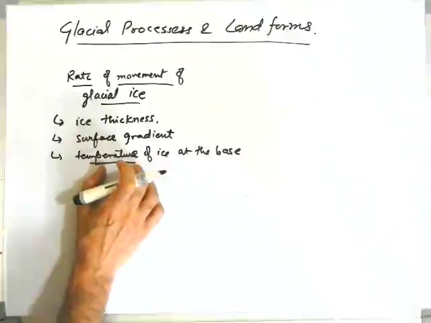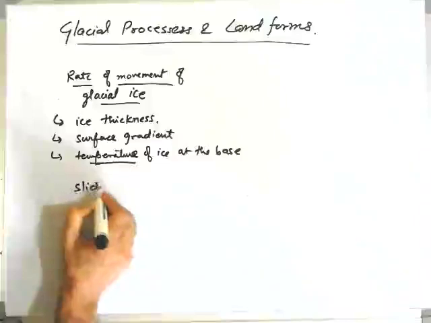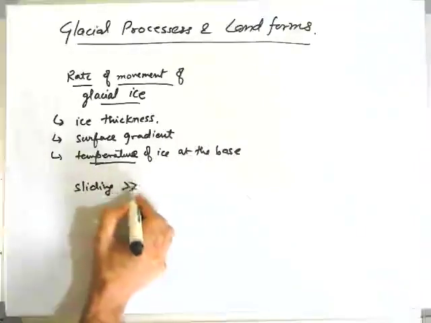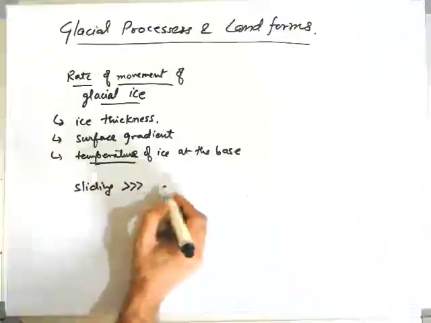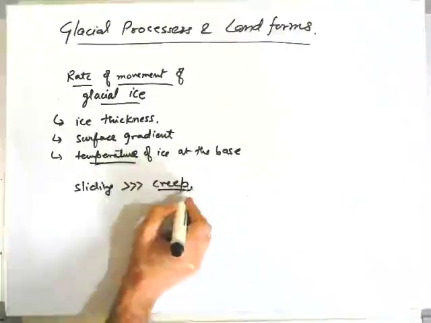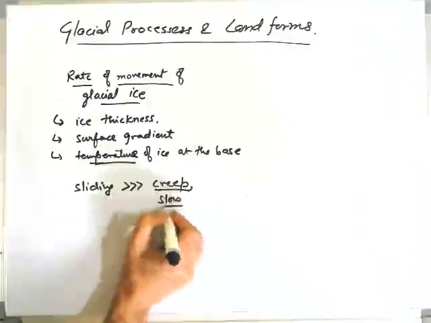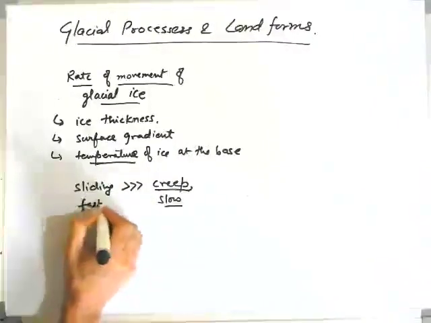Sliding is a very fast phenomenon as compared to creep. So the rate of sliding is very much greater than the rate of creep. Creep is the process by which the glacier ice deforms. It is very slow, and sliding is relatively very fast.